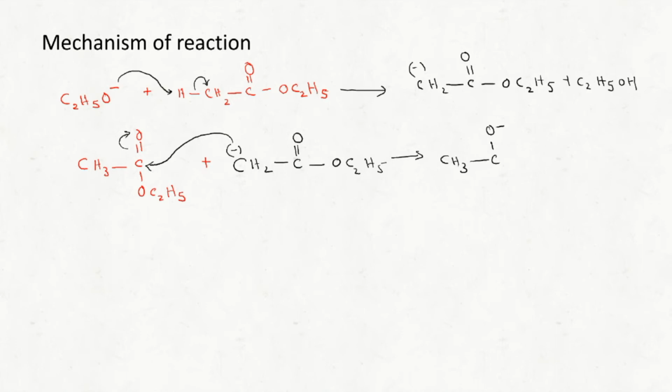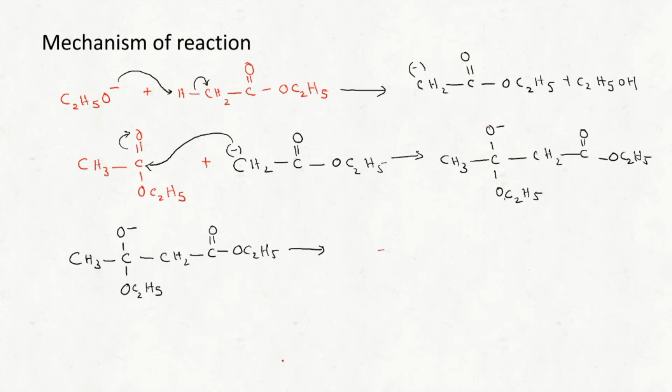CH3CO minus. Then this will become OC2H5. Then to that, CH2 C double bond O, OC2H5 will be attached. In the product form, negative charge is present on oxygen. It is localized. There is no possibility of resonance also. So this will be unstable. In aldol condensation also, this kind of an intermediate product was forming, right?